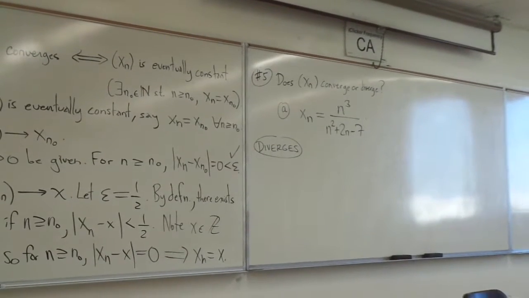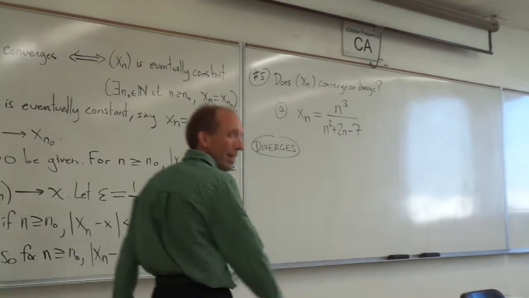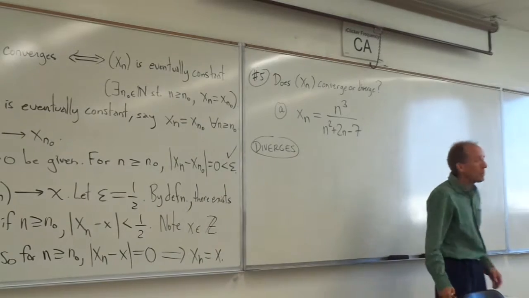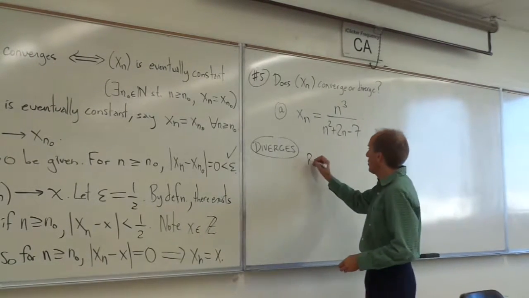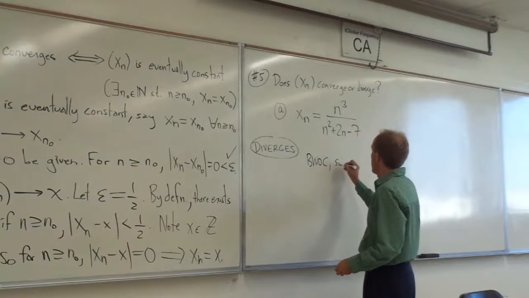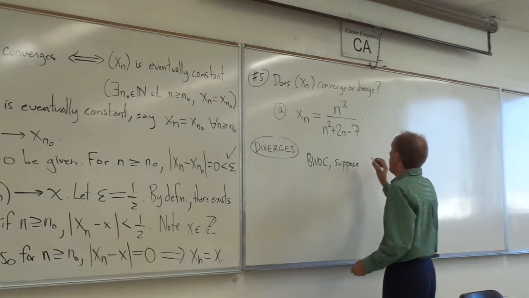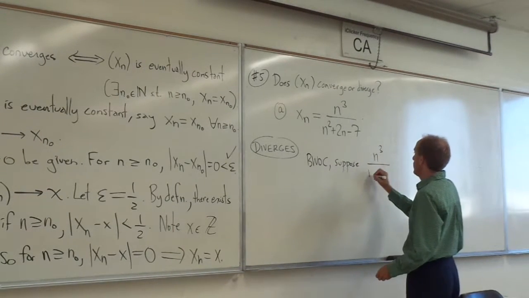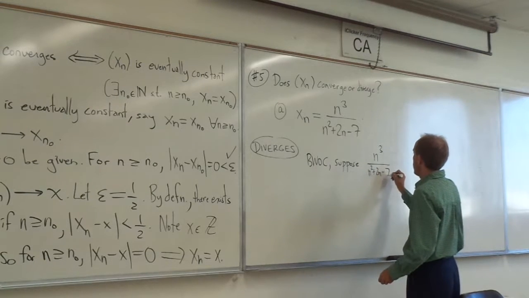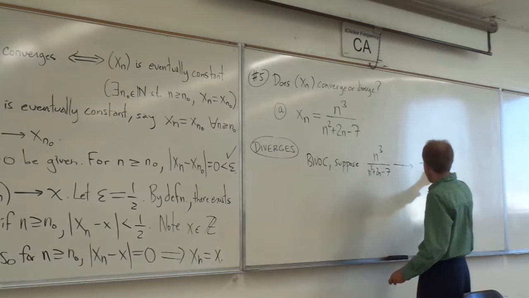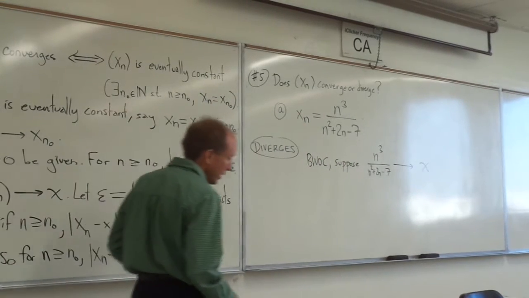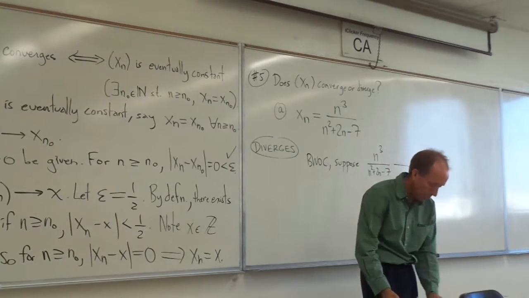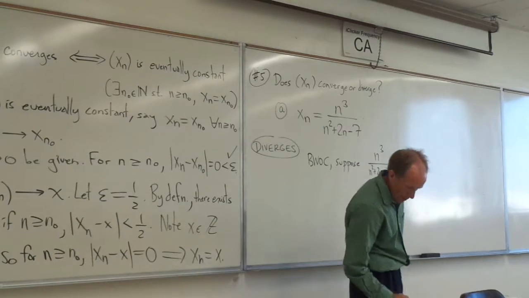Avoiding going way over to the right, which is good. Okay. Yeah, so I would say suppose that this does converge. So by way of contradiction, suppose that n cubed over n squared plus 2n minus 7 does converge. Let's say it converges to x. So just put a number on it here. Let's just say that somehow that does converge to x.